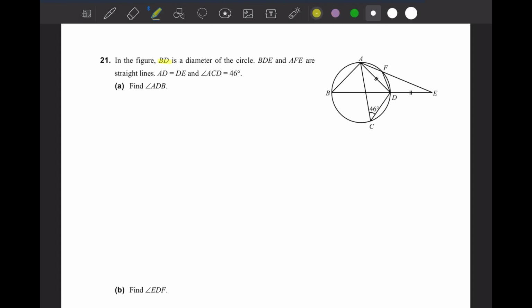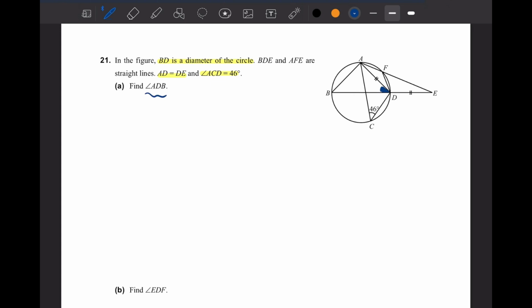Let's look at question 21 together. So BD is a diameter, and then you have AD equals DE, and angle ACD is 46. And then they ask you to find ADB. So ADB is here.